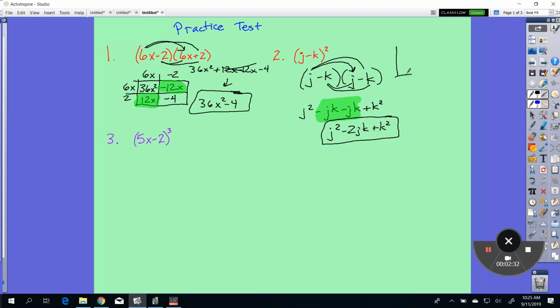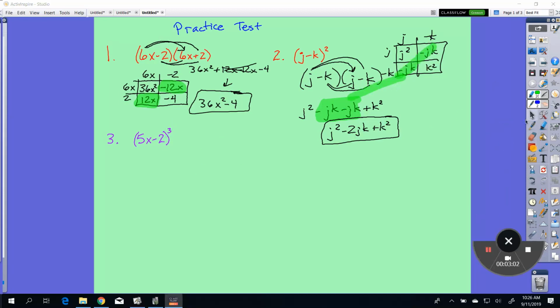If you want to do it the other way, you put the j in negative k, the j in negative k. So this corner, j times j is j squared. J times negative k is negative jk. J times negative k, negative jk. Negative k times negative k is positive k squared. And then you can combine these ones in the middle, kind of like we did there, and you get the negative 2 jk.